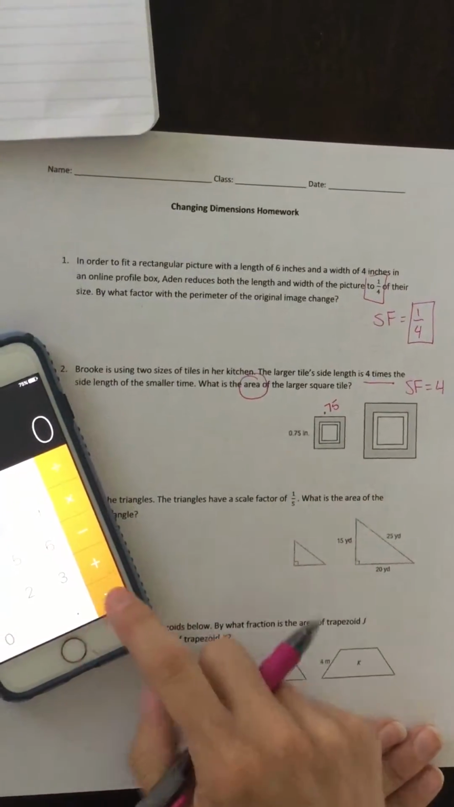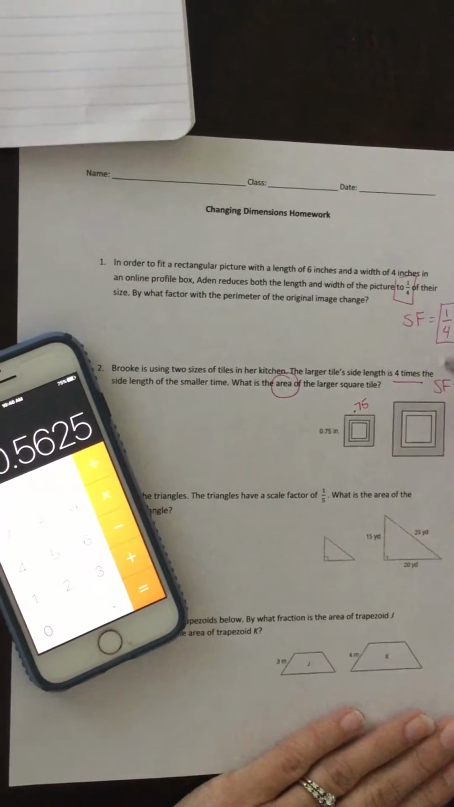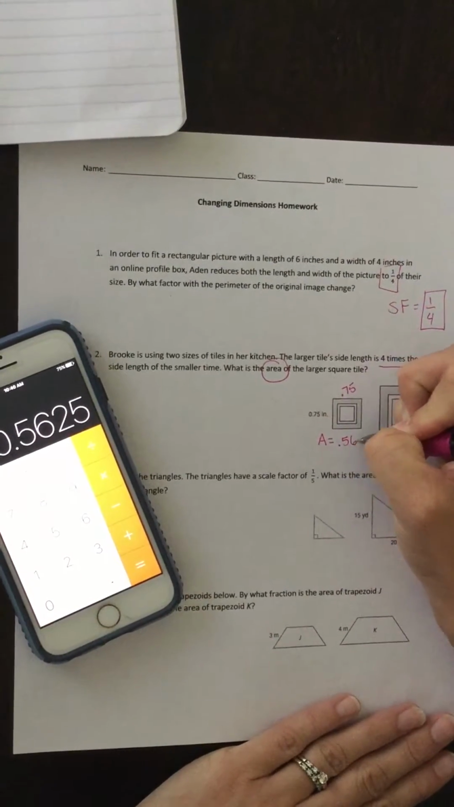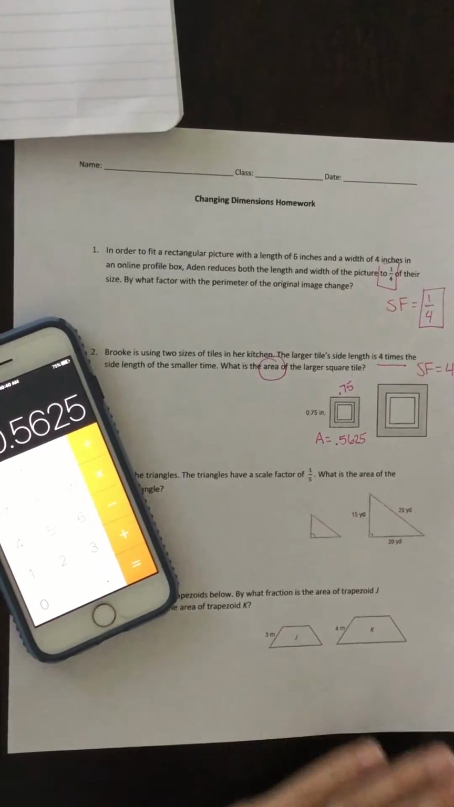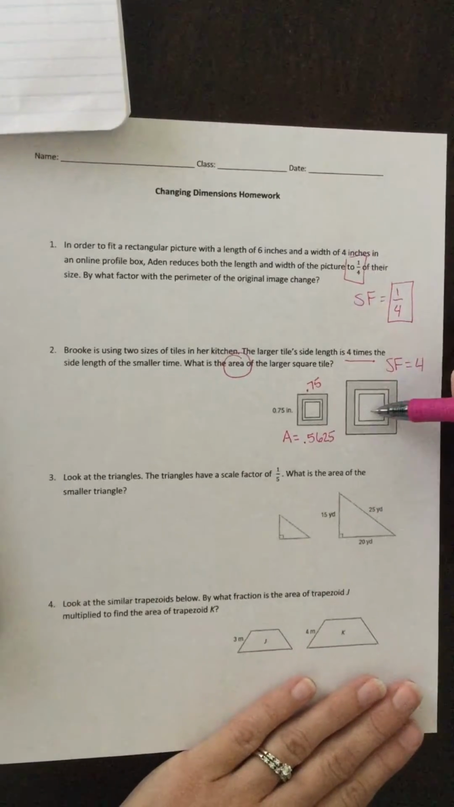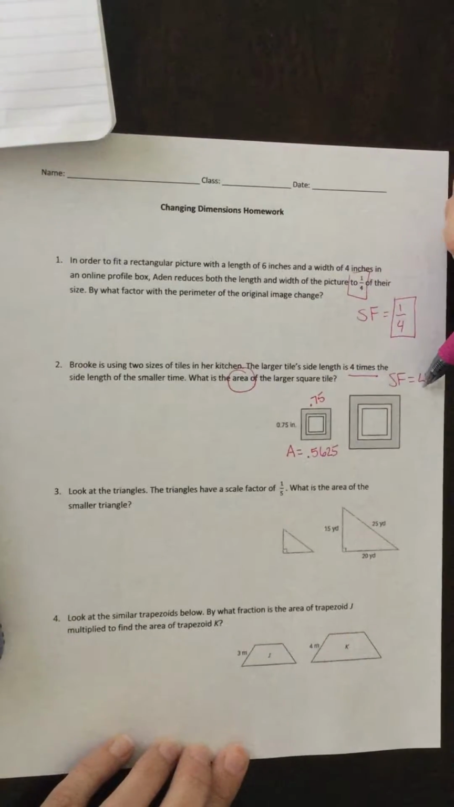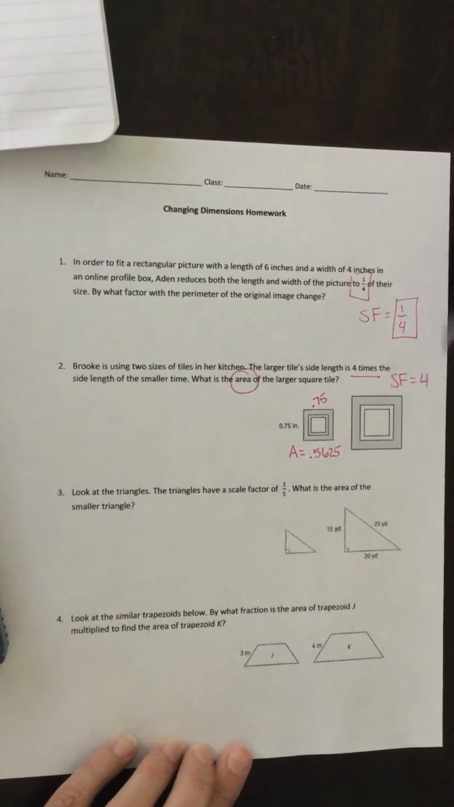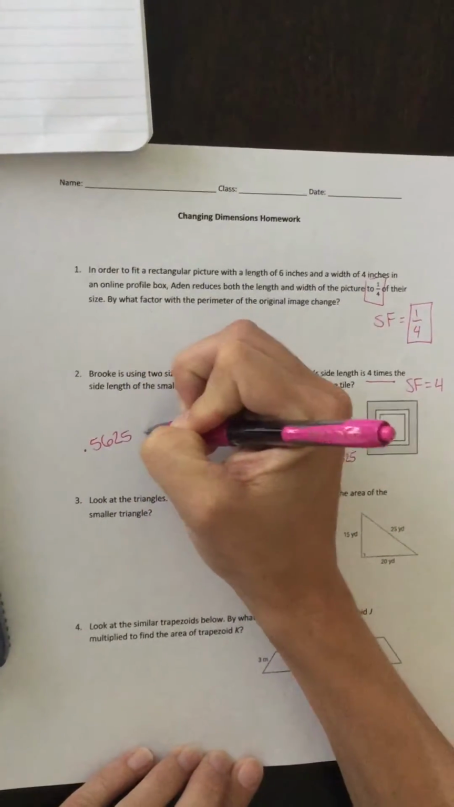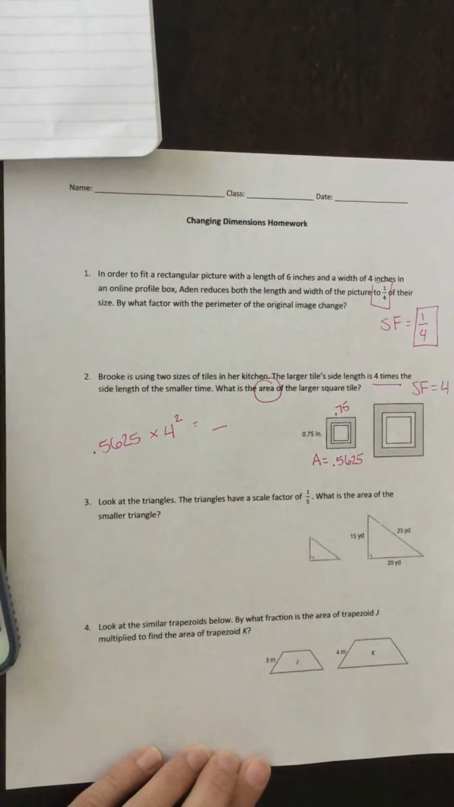So if I find the area of the smaller one, we would have 0.75 times 0.75, the length times the width, which tells me the area of the smaller tile is 0.5625. All right, so if I want to use the scale factor of 4 to find the new area, well, we learned that if I'm dealing with area and scale factor, I have to square the scale factor. So what I'm going to actually do is 0.5625 times the scale factor squared, and that will give me the new area.